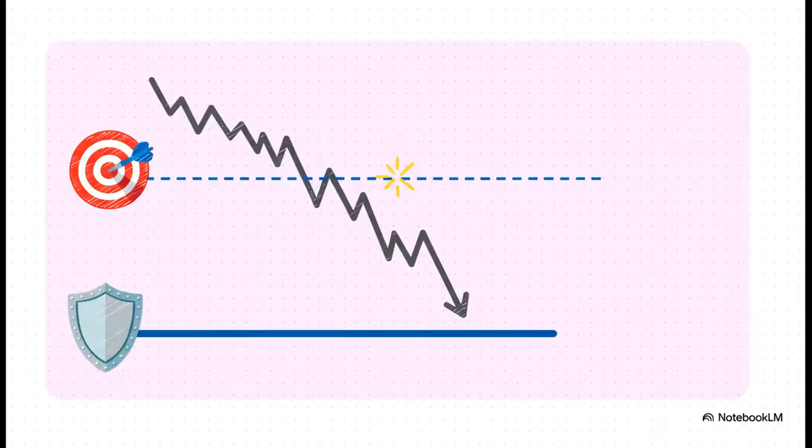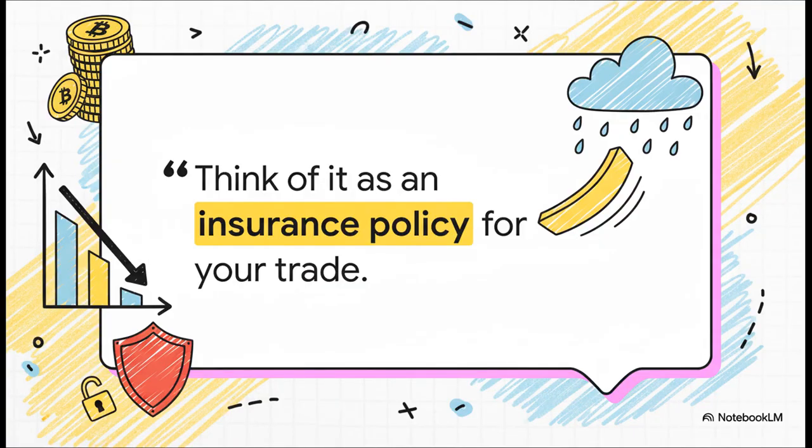Okay, now this is the part that sometimes confuses people, but stick with me, it's easy. You've got two prices to set. The stop price is the trigger. It's the alarm bell. When the market hits this price, your sell order gets activated and put in line. Then the limit price is your floor. It's the absolute lowest price you're willing to sell for. You set it just a little bit below the stop price to make sure your order actually goes through in a fast-moving crash.